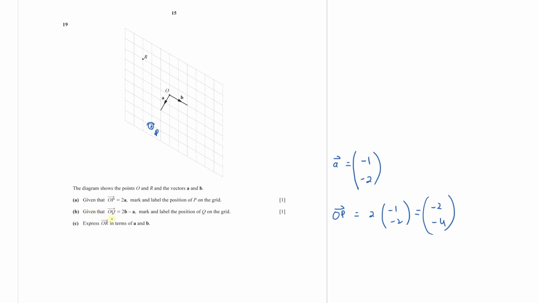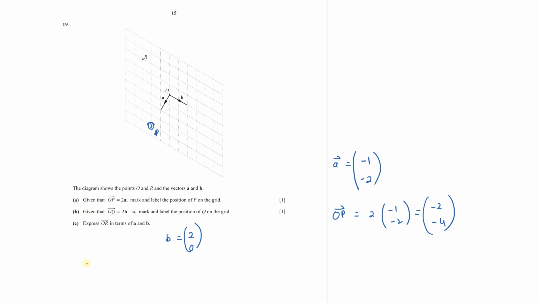The next part is, given that OQ equals 2B minus A, mark and label the position Q on the grid. Similar to how I wrote A as a column vector, I can write B as a column vector as well. If I start from O, I move 2 places to the right in positive x, so I get 2 in this direction. And since I don't move up or down on the y axis, the y value would be 0. So this is my vector B as a column vector.